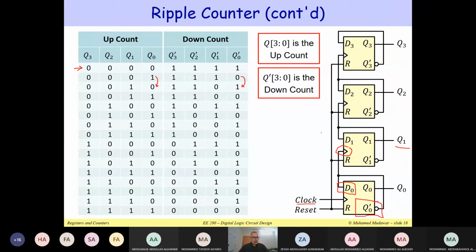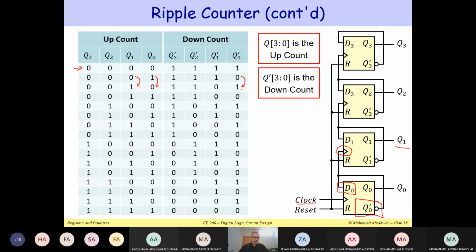Now, Q0 prime is used as a clock for Q1. So this is like a rising edge of a clock, and therefore Q1 is going to change at the rising edge. The value of D1 is just Q1 prime. So the value of Q1 is 0, and the value of Q1 prime is 1. So it's going to change from 0 to 1 when Q0 goes from 1 down to 0, or when Q0 prime goes from 0 to 1.